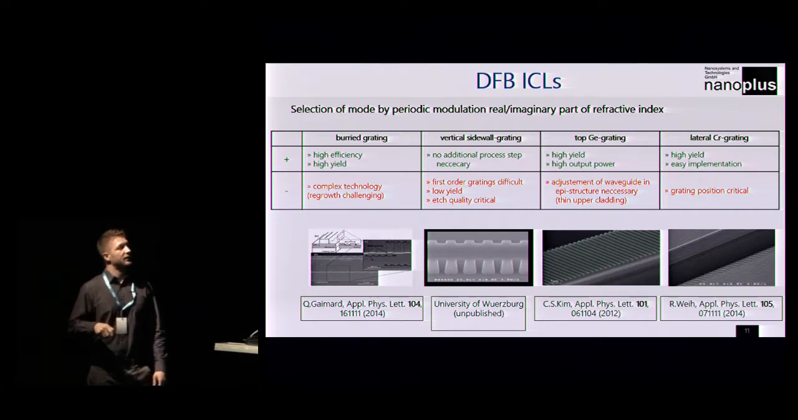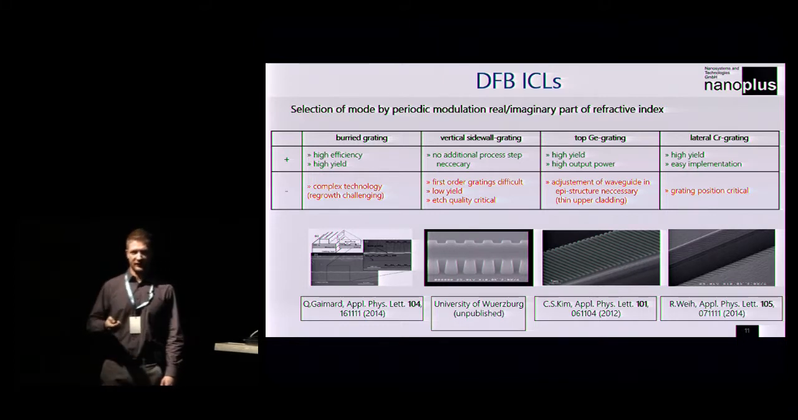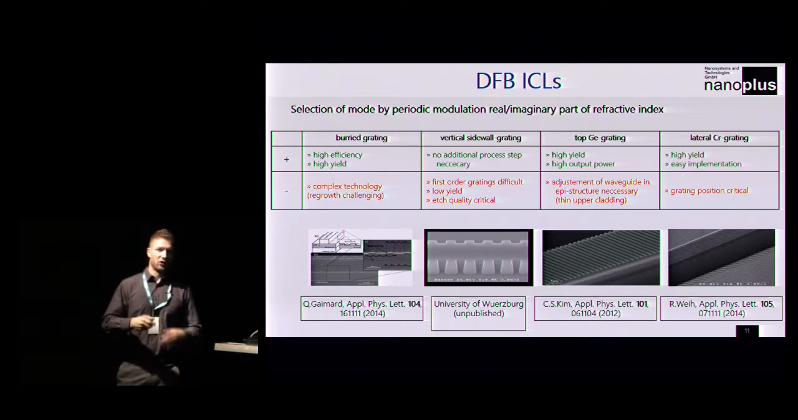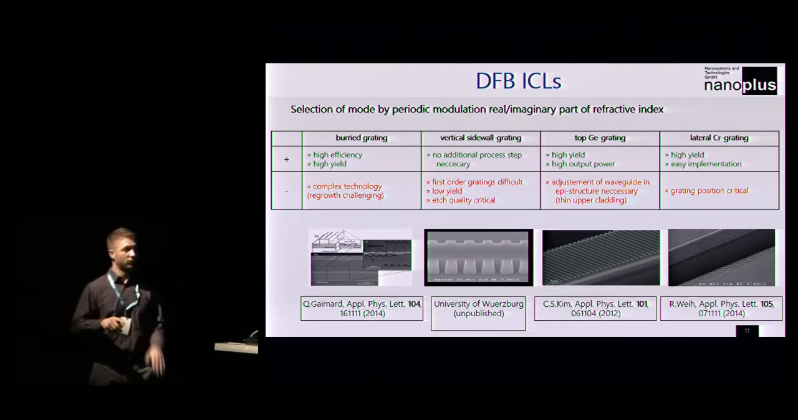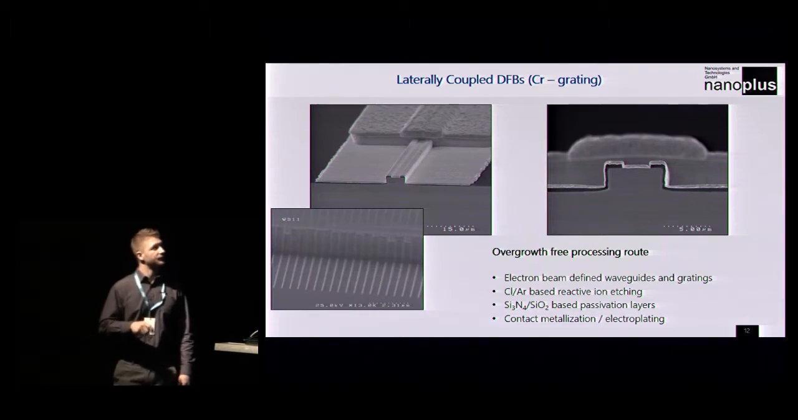And the concept that nanoPlus is using is that we're applying lateral metal gratings, which have the advantage that you have the DFB effect and that you have a wavelength dependent loss. So we give all the modes except the one that we want a higher loss. So we end up with only one mode and one wavelength that the laser emits.